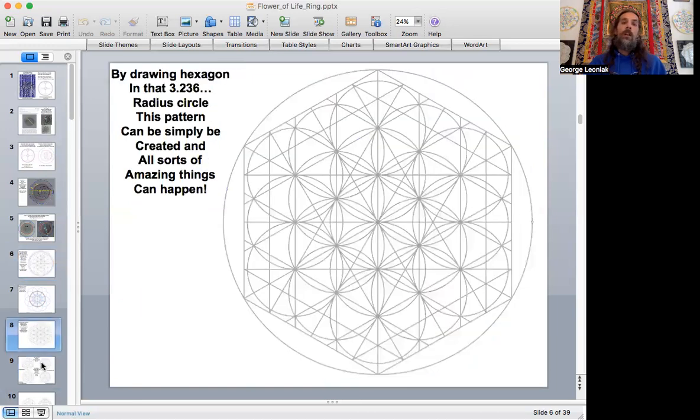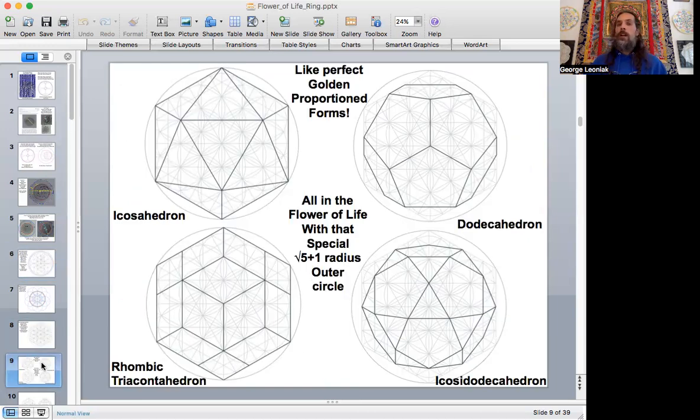You're ready to go into expanding the flower of life out to make the icosahedron, dodecahedron, rhombic triacontahedron, and I could do them at another tier down in here. So I've got some fractality within the phi ratio forms. I'm not going to show all those drawings, but you have perfectly proportioned golden ratio forms right out of the flower of life. It really is due to just one special circle, and that is the root 5 plus 1 radius.